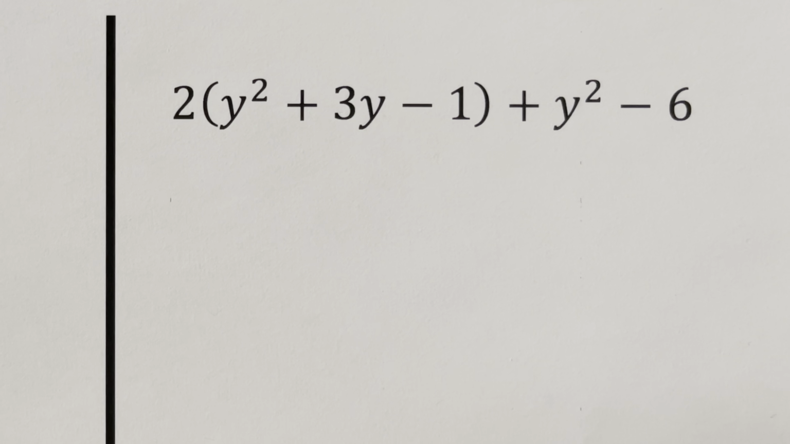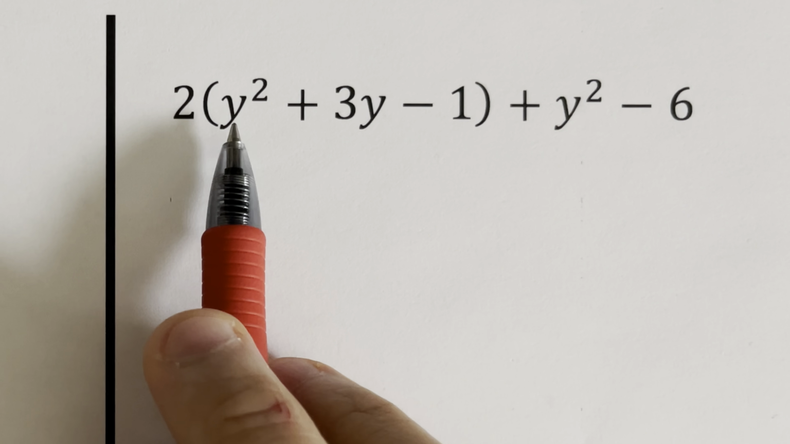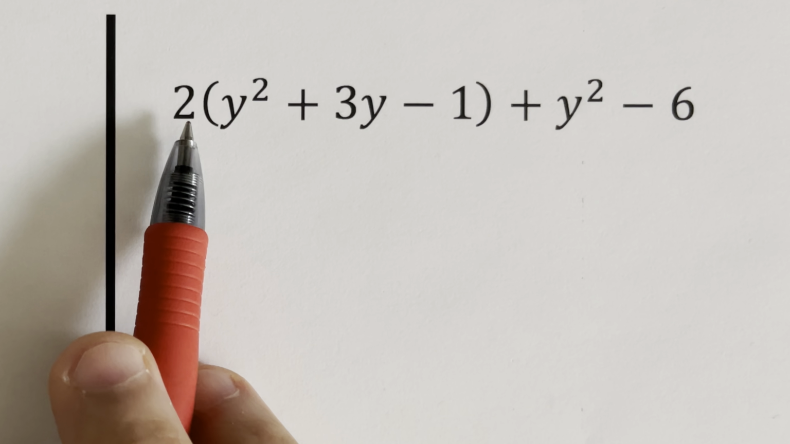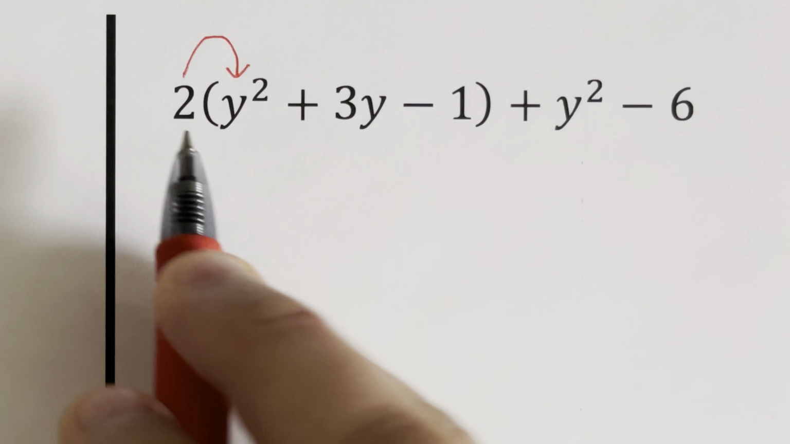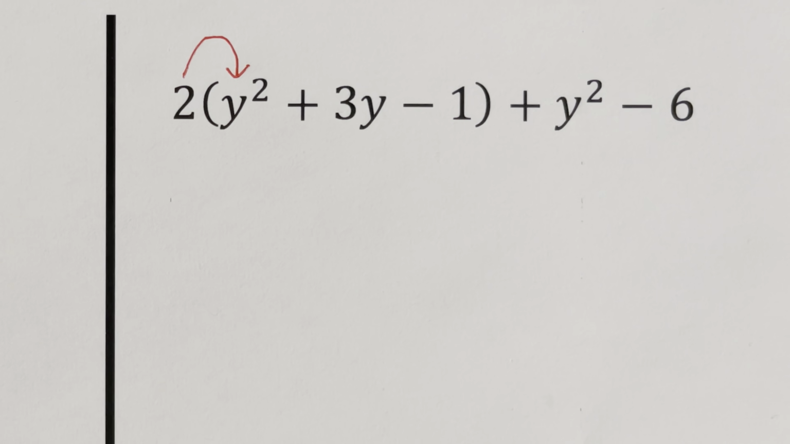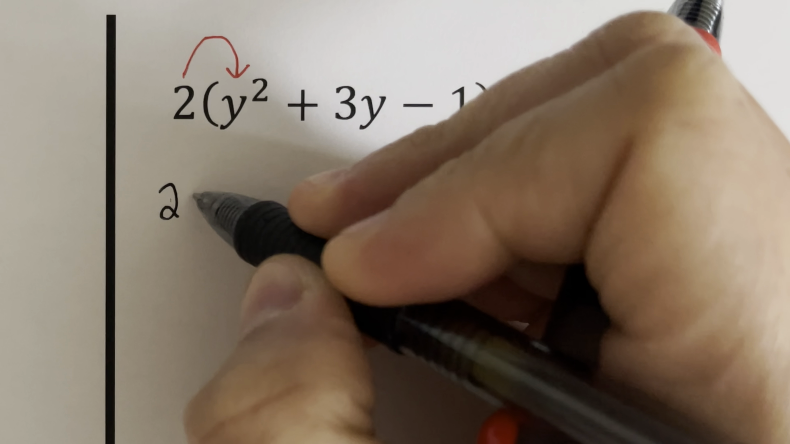Okay, so we go over the problem here. Again, we get rid of the parentheses by distributing the term that is outside of it. So I distribute the 2 to each of the terms here. So 2 times y squared is 2y squared. So I'm just going to write it down here.